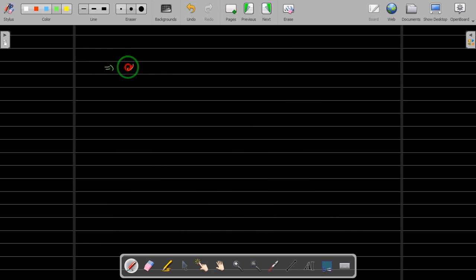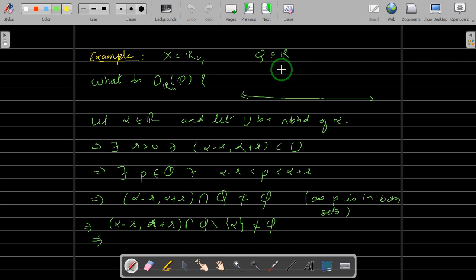This implies alpha is a limit point of Q. And what is alpha? We have taken this alpha as an arbitrary real number. We have not put any condition on that alpha. If you take any real number, you can do this and show that it is a limit point of the set of rational numbers.